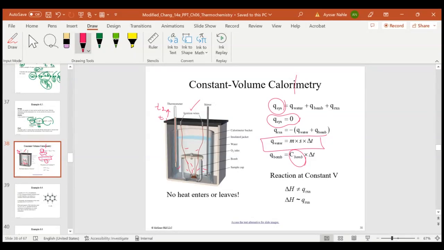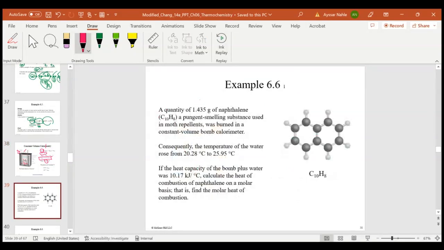Now, again in here, this is C bomb. This is the heat capacity, right? So the Q is also equal to the heat capacity of the bomb multiplied by delta T. Okay? And delta H, we don't have to worry too much about it. Is it clear? We can go now through anything else. A quantity of, whatever, grams of naphthalene. So I know the mass in here.